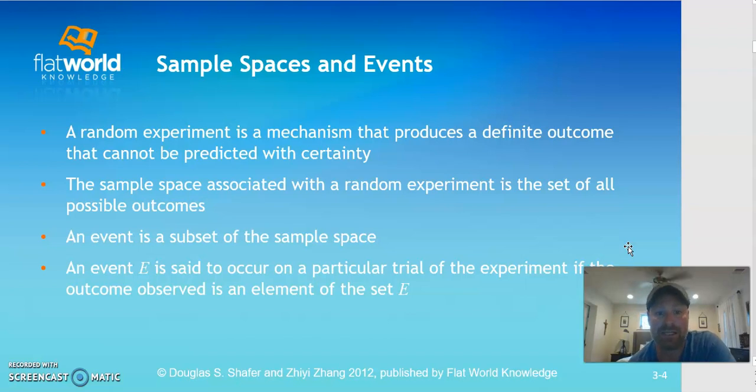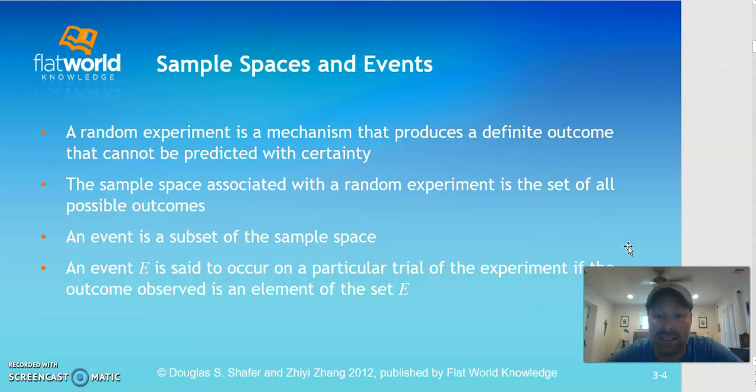The sample space associated with a random experiment is the set of all possible outcomes. So for example, if we were testing individuals for COVID-19 and we were giving them some medicine, the outcomes of giving them that medicine could be they either get better, they either stay the same, or they get worse. Okay, so those could be the sample space or the possible outcomes.